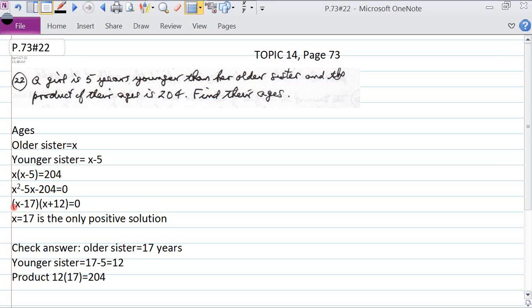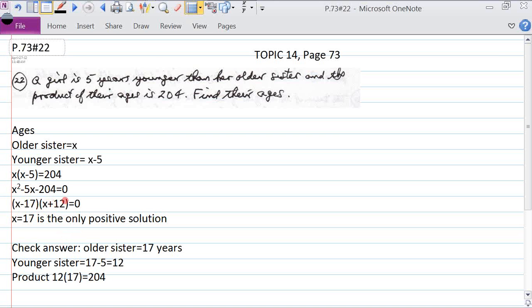And now I can factor this as x minus 17 and x plus 12. You'll see the first times the first gives me x squared. Minus 17 times plus 12 gives me minus 204. And the inner is minus 17x. The outer is plus 12x. If I combine those, I get minus 5x.